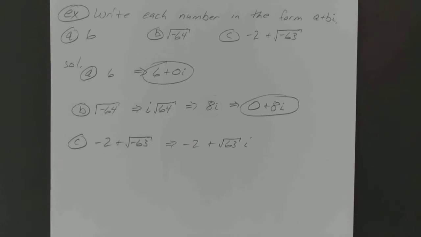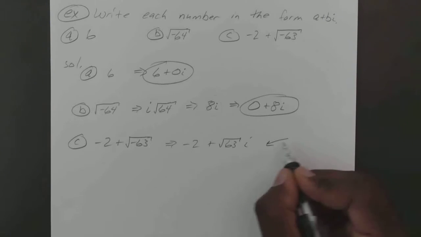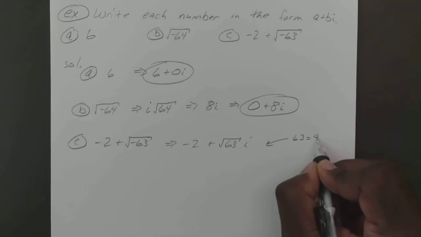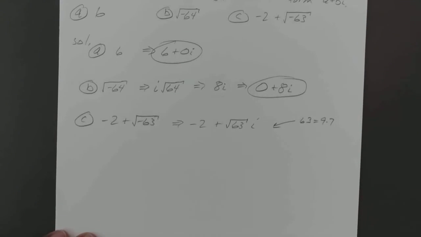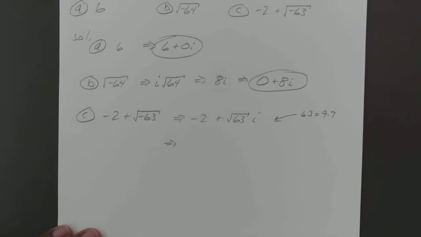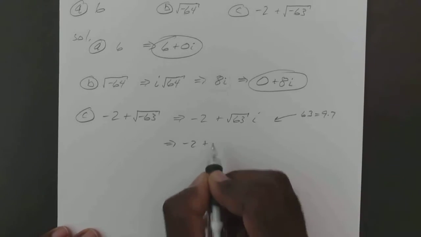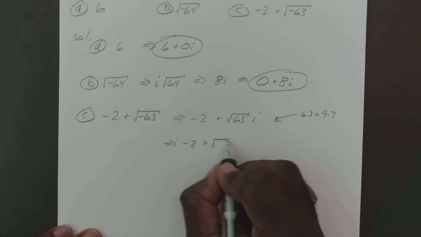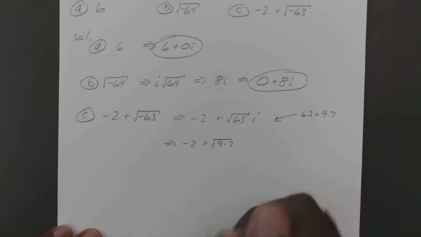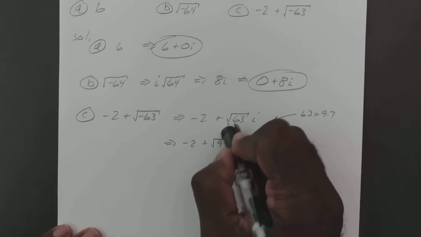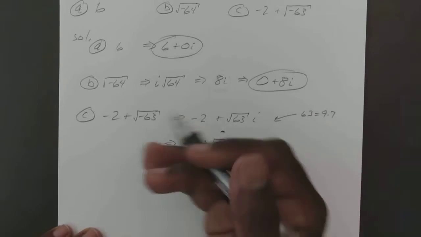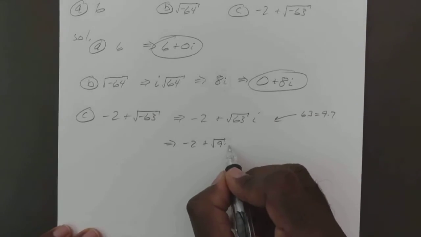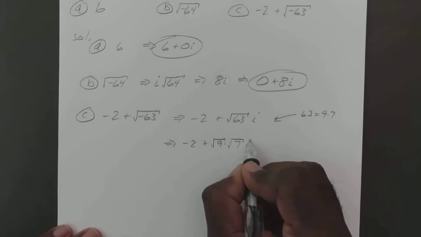Okay, so now we can simplify the 63. For 63, you have a perfect square of 9, so you have 9 times 7. 63 equals 9 times 7. So that gives us negative 2 plus square root of 9 times 7. Well, I might as well go ahead and separate them now. Square root of 9 times square root of 7, i.